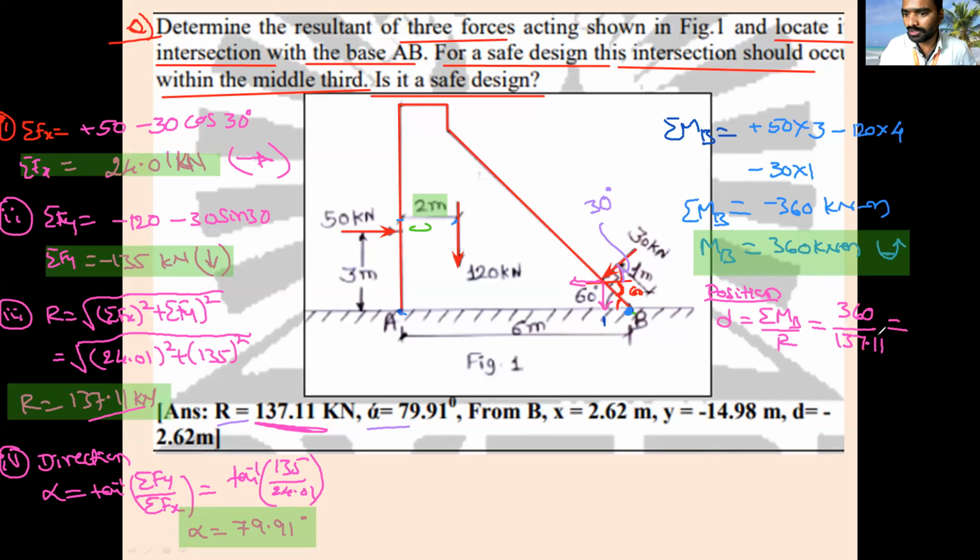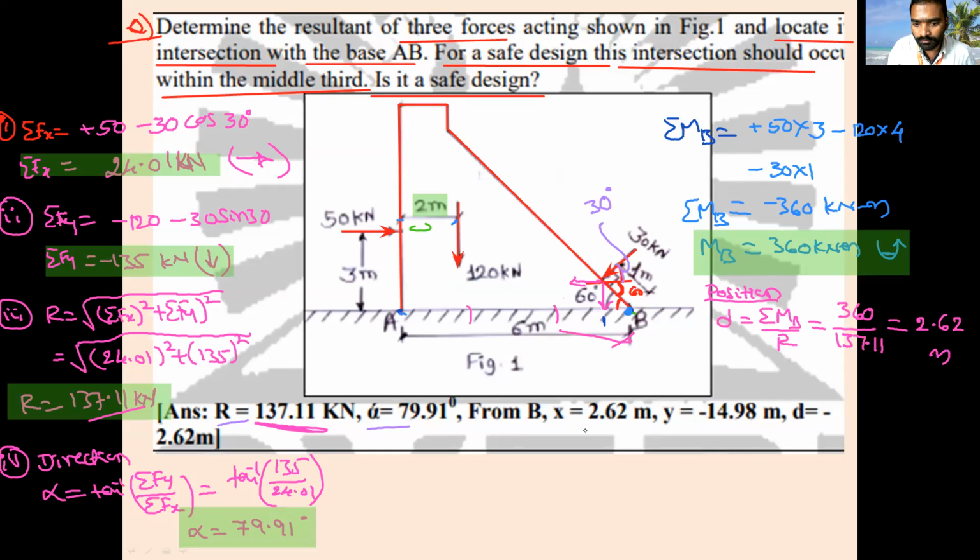137.11. Calculate what is the distance X? Sorry, D. 2.62 meter. See, from the B it is 2.62. It means here is first part, here is second part. So this 2.62, is it in the first part or second part or third part? Can you tell me? From the B. So from the B, in the first part, how much it is?